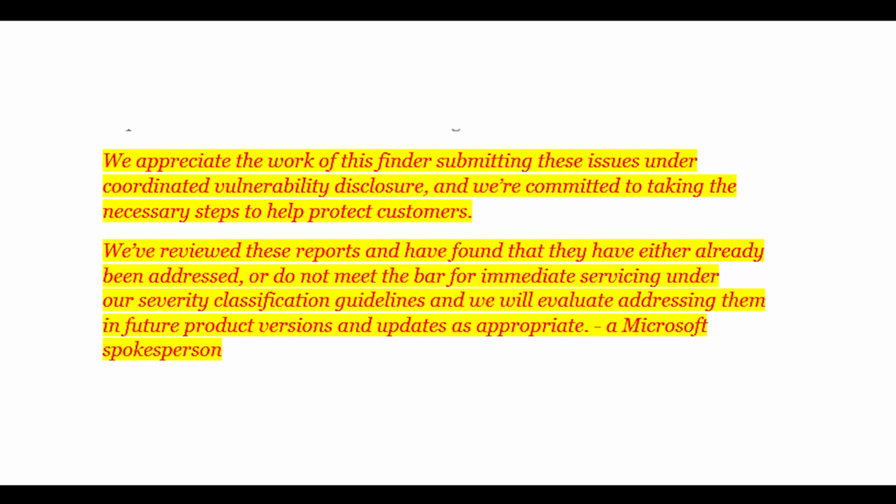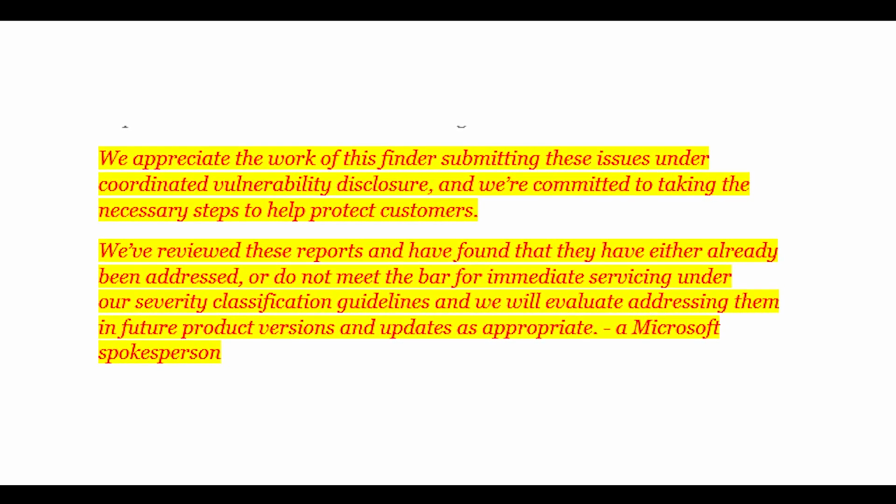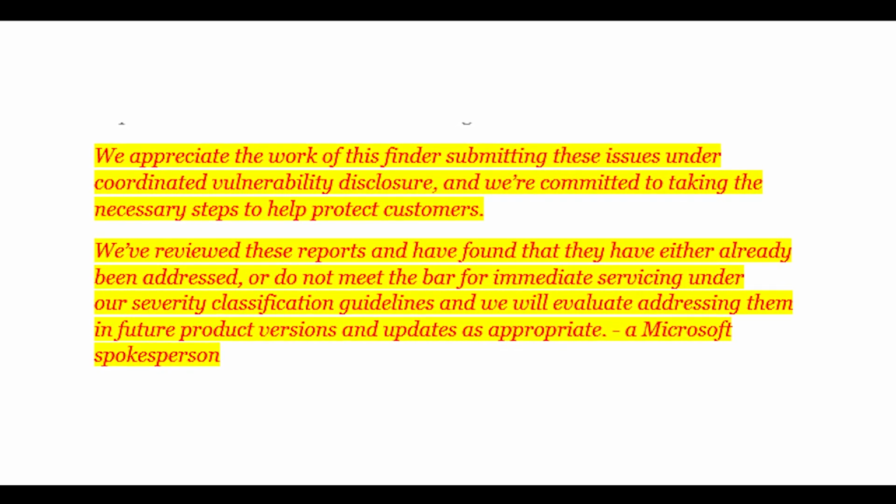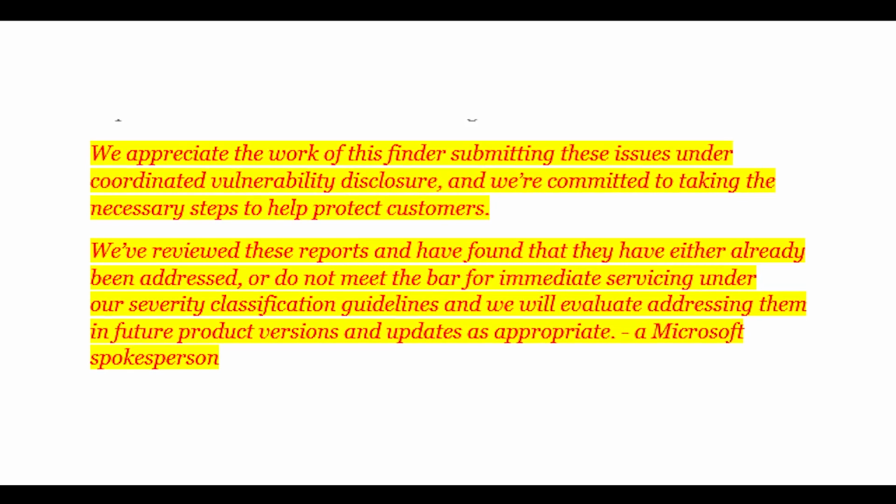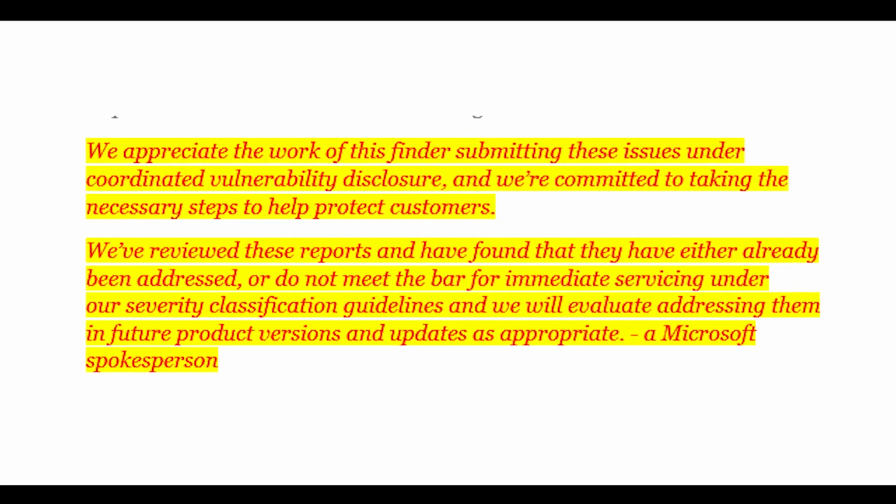So, Bleeping Computer gave us this article, tried to communicate with the Microsoft spokesperson, and here are some of the statements that they got back. They said, "We appreciate the work of this finder submitting these issues under coordinated vulnerability disclosure, and we're committed to taking the necessary steps to help protect customers." Now that is very, very, very... I don't know. What do you guys think about that? Let me know in the comment section below.